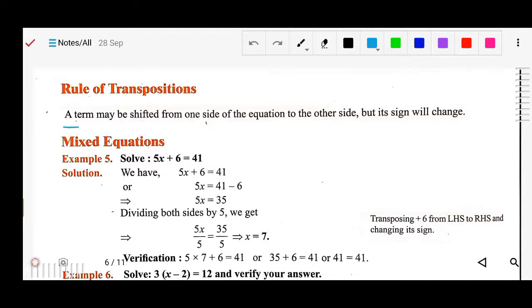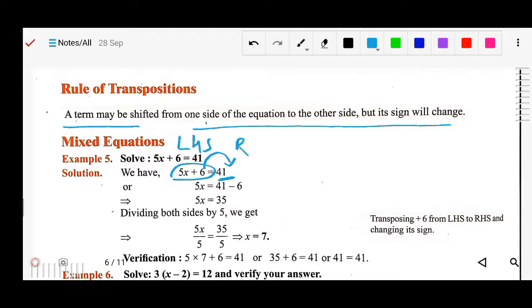Already you know about this. For example, 5x plus 6 equals 41. Here 6 is shifted from this side, which is called the left hand side, to the right hand side, and its sign will change. Earlier it was a plus sign, and now you can check, it is a minus sign.